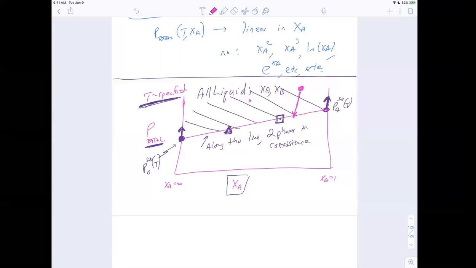Same thing if I were to start here, I have another composition, but it's all liquid. I'm going to start decreasing the pressure until I hit this point right here, and I'm going to start making vapor. Because we know anything along that line, we have liquid vapor coexistence. So what we've done right now is to map out all this region where we have all liquid and then the boundary, in terms of pressure and composition, where that all liquid system now starts beginning to have vapor. And now we're going to have some coexistence.